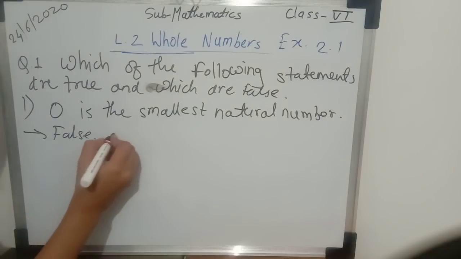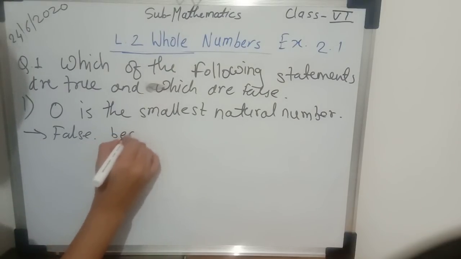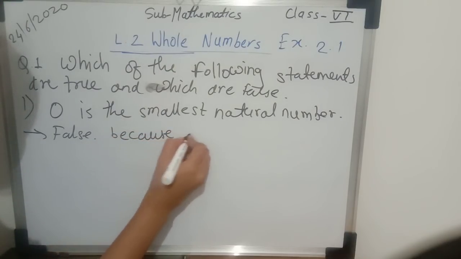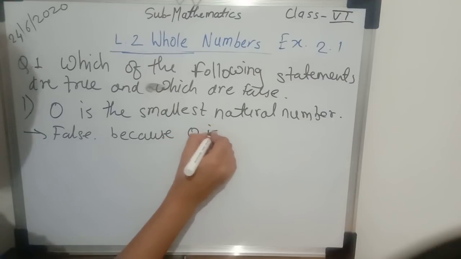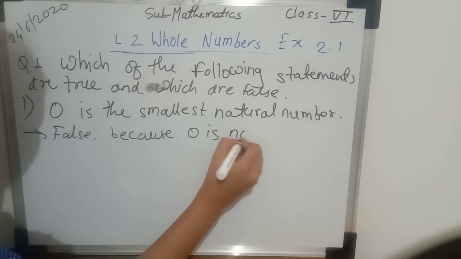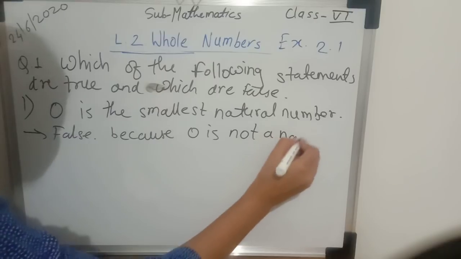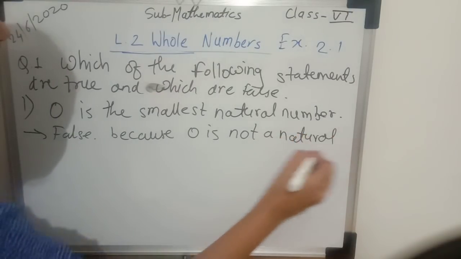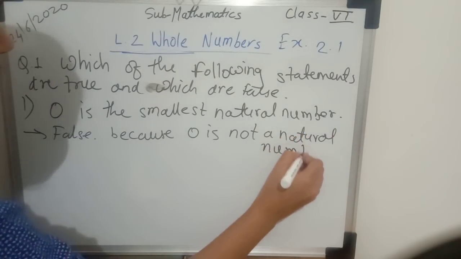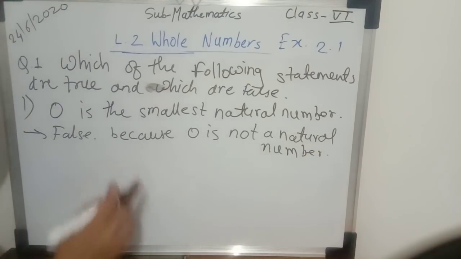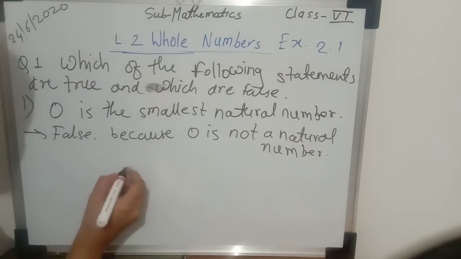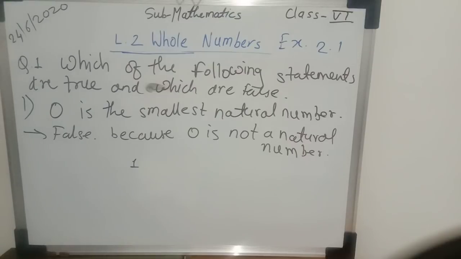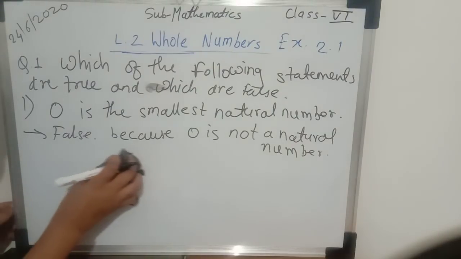Why? Because simply 0 is not a natural number. So let me remind you again, which one is the smallest natural number? That is 1. Okay.